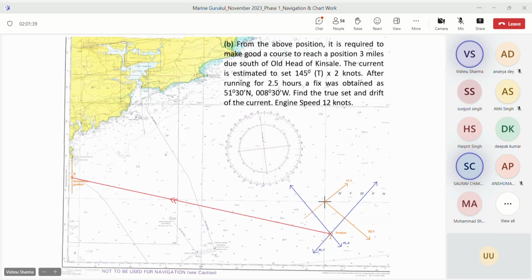For 2.5 hours, you are not reaching the next one. Read the question carefully, beta. No, 2.5 hours is only for the fix position; for the triangle you have to do it for 1 hour. These questions have been very carefully picked up. They have not been randomly picked up and put in the assignments, beta. They have been picked up with some intent.